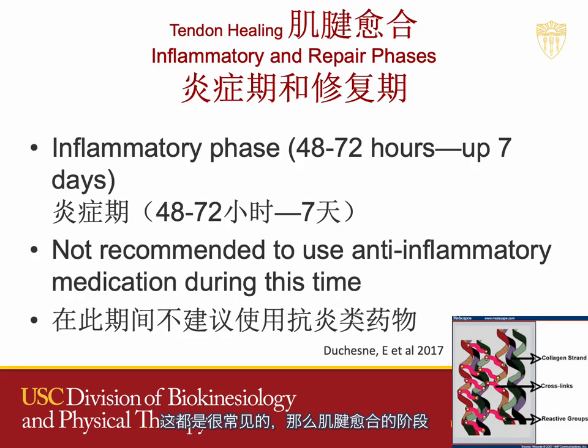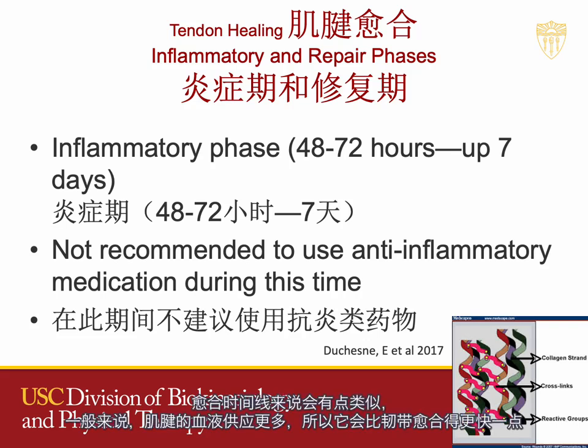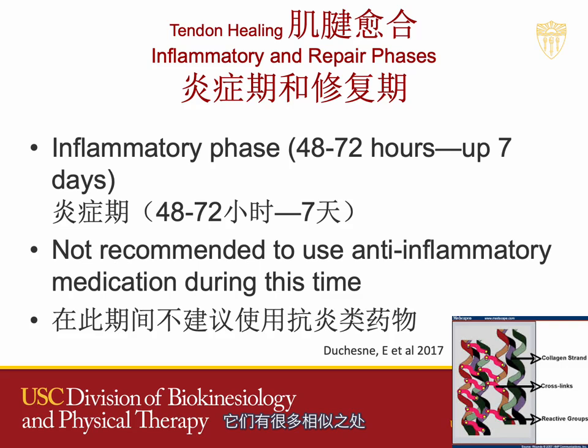So tendon healing phases, you guys know these phases. This is going to look a lot like ligaments. The timeline is somewhat similar. There is more blood flow to tendons generally, and so it moves a little bit faster than ligaments, but you'll see that a lot of it's pretty similar. So what does our tendon healing timeline look like? Inflammatory phase always is going to last at least 2 to 3 days. It could go up to 7 days.